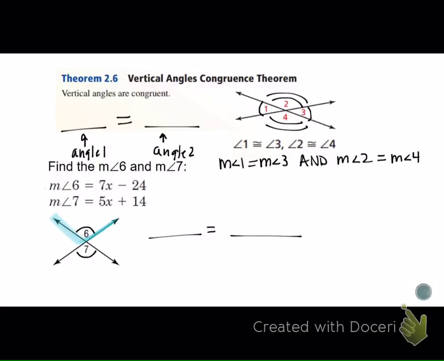So angle 6, which is 7x minus 24, is the same as angle 7, which is 5x plus 14.